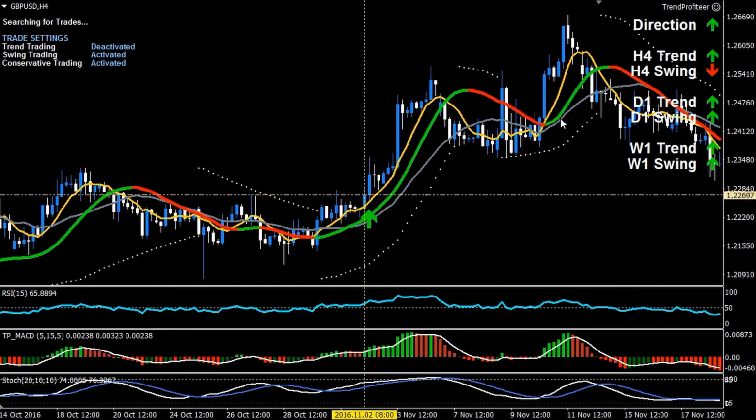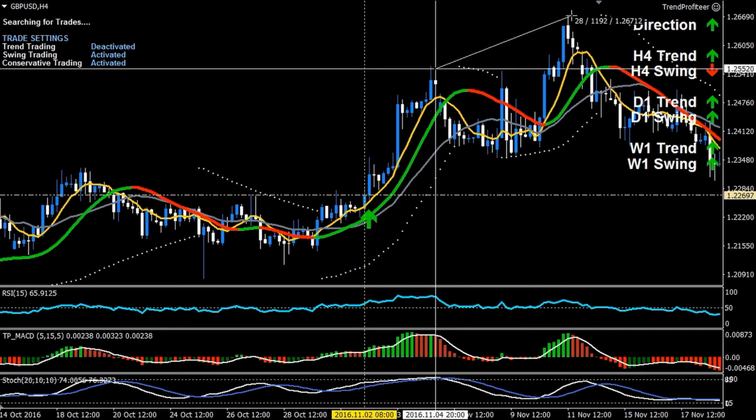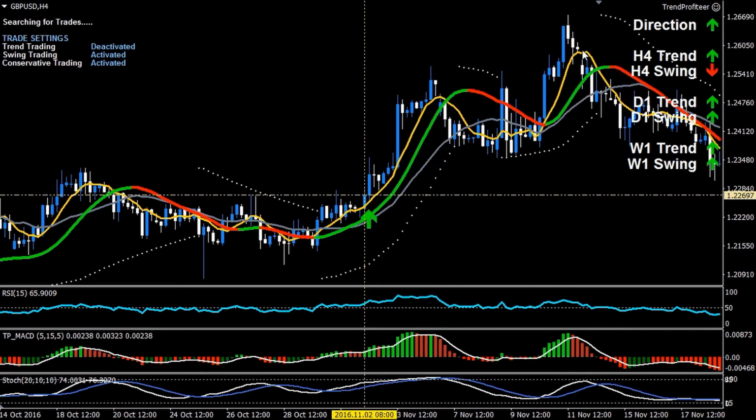Now, of course, if we survived this correction and consolidation, then the trade had the opportunity to go even more, say another 110 pips or so. So that concludes this example, the swing within a trend conservative buy for a 4-hour time frame.